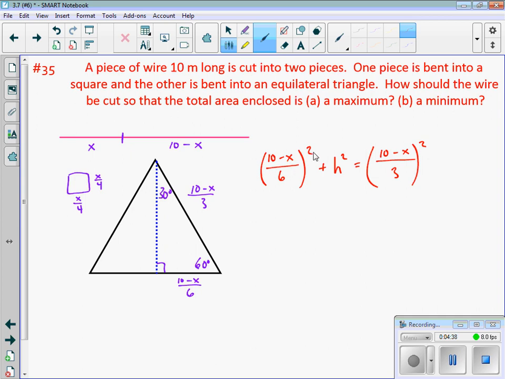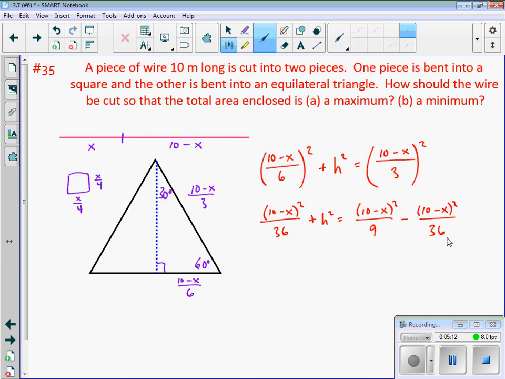Okay, so this part here would just turn into 10 minus x squared over what? 36. And this over here is 10 minus x squared over 9. So if I want to get h by itself, what would I do? Subtract this over, right? And so I'm going to subtract 10 minus x squared over 36.